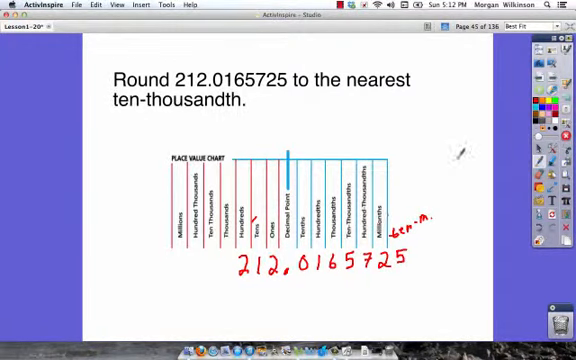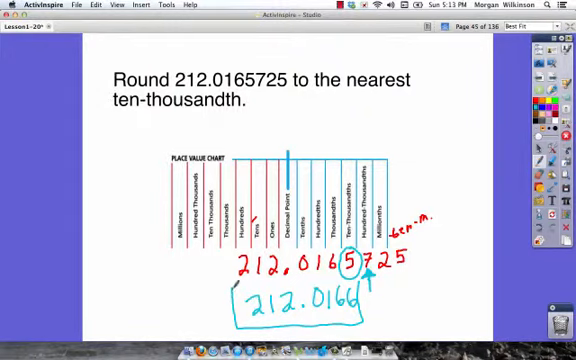Now we have to round it to the nearest ten-thousandth. If we want to round it to the nearest ten-thousandth, we're going to look at the ten-thousandths place, that's a 5. Then we're going to look at the value after it, and we're going to see if that value after it is 5 or greater. It is. It's a 7. So this 5 has to round up because it means it's closer to 212.0166 than it is to 212.0165. So we've got our final answer. Using this place value chart can be very helpful when we solve a problem like this.